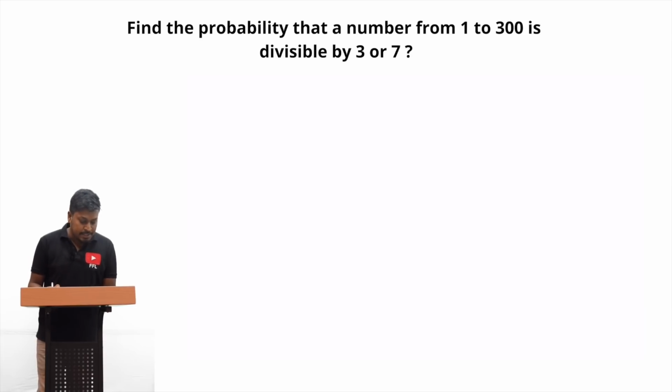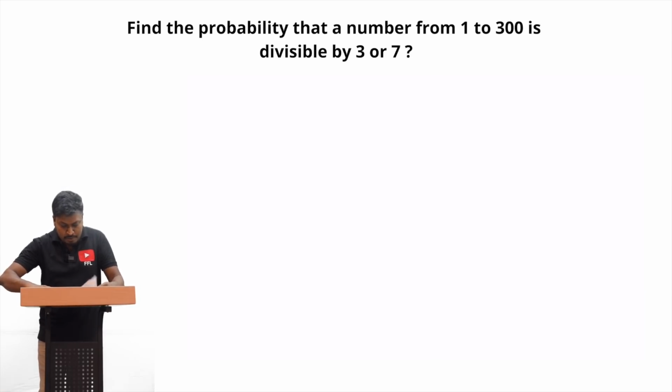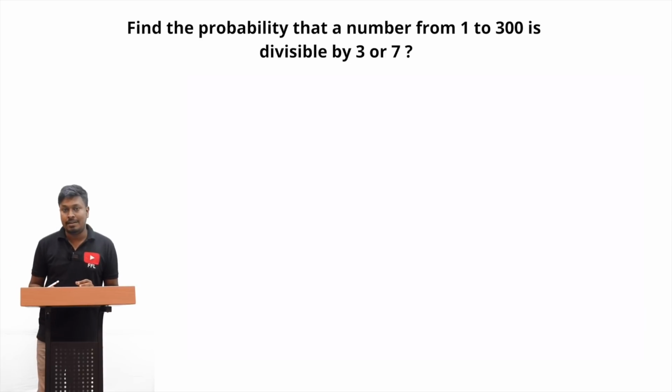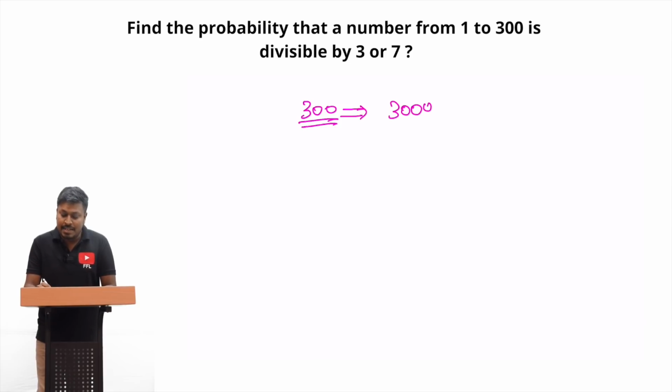So question number 1. Find the probability that a number from 1 to 300 is divisible by 3 or 7. Here, friends, our target is to find the probability, right? So the probability that the number is between 1 to 300, and divisible by 3 or 7. First, we know the total number will be 1 to 300, so the total possibilities will be 300. Out of this 300 we have to check how many numbers are divisible by 3. 300 divided by 3 will be 100. So 100 numbers will be divisible by 3.